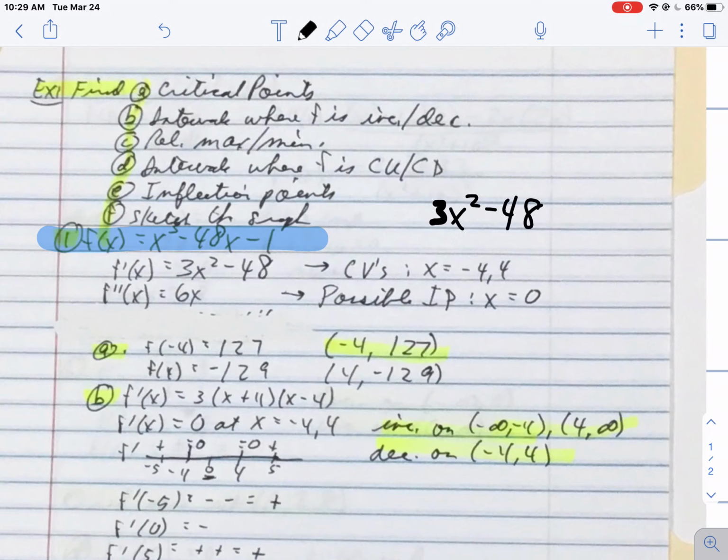And then we're setting that equal to 0. Remember, that's how we're finding those critical values. And then we're solving that equation where we could factor out a 3. That gives me x squared minus 16, and then x squared minus 16 equals 0.